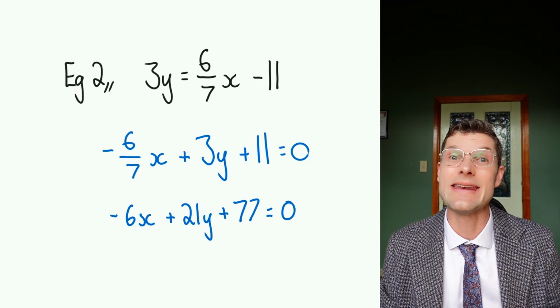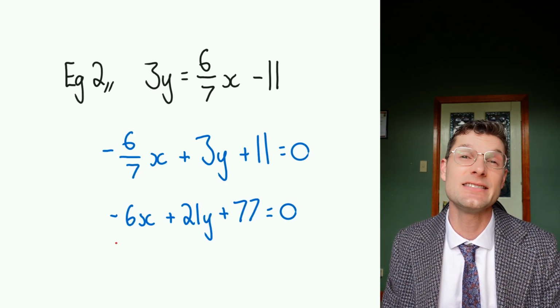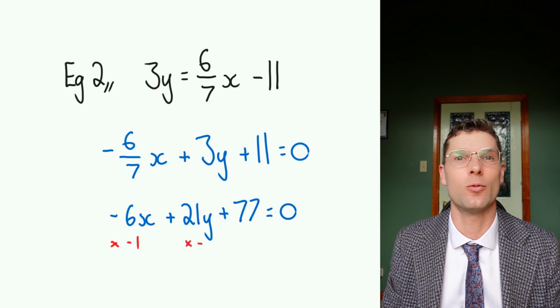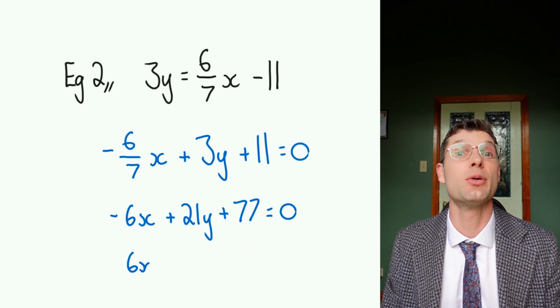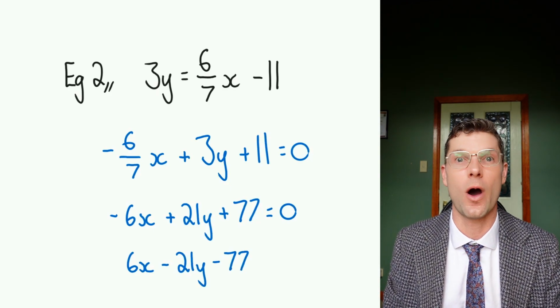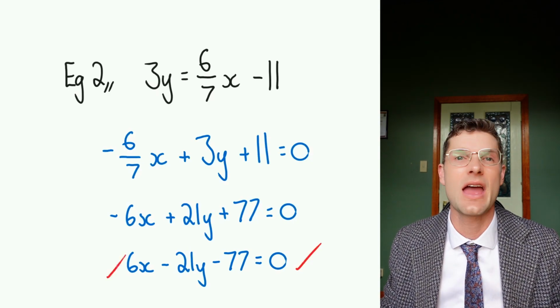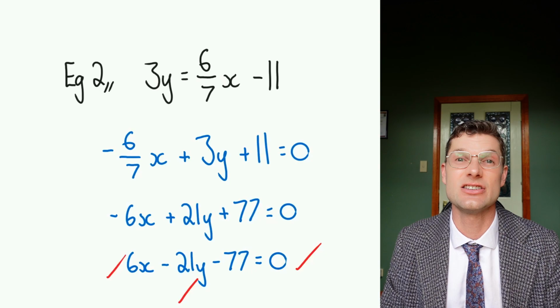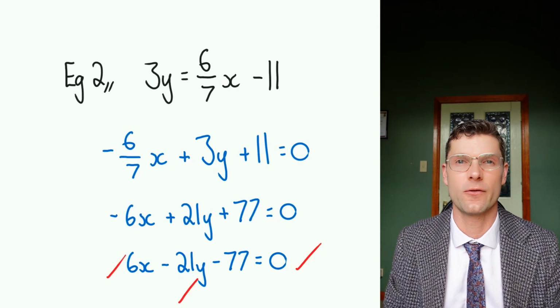But now, because I've got -x, I've got to multiply every single term by -1. And this is where my students sometimes forget what they're doing and just turn it to a positive straight away. So if I'm multiplying everything by -1, I've got 6x minus 21y minus 77 is equal to 0, which is the same answer as before. Either way is fine. I like to just deal with positives, but if you don't want to, this way is 100% going to work for you as well.